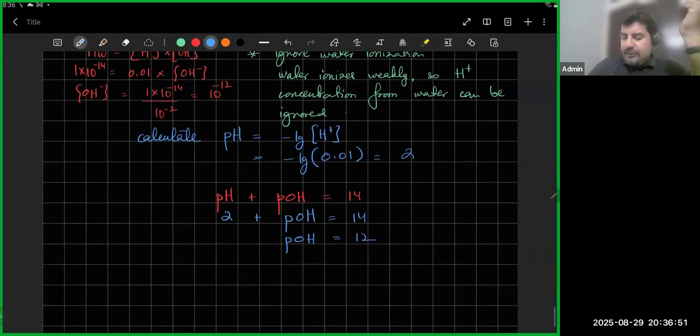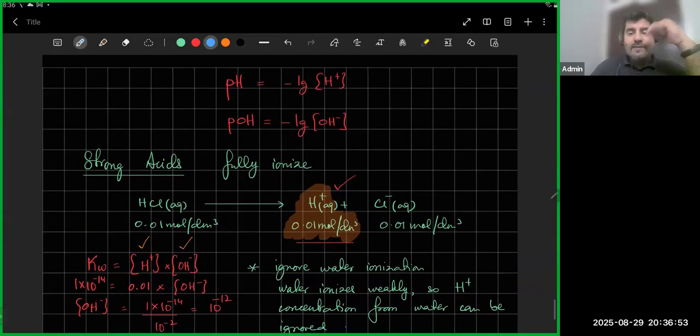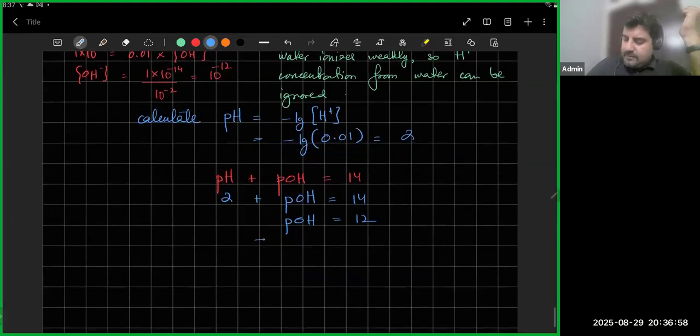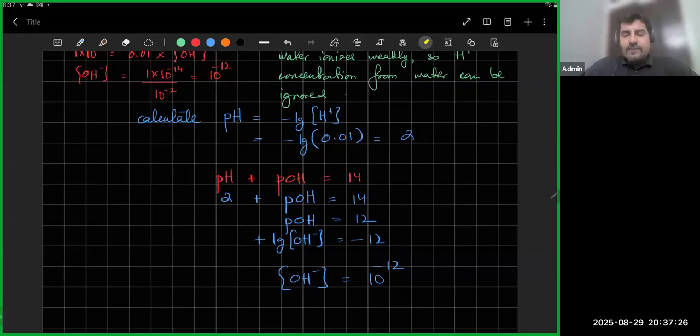Now, what was pOH? pOH, as written above, was the negative log of the concentration of OH ions. So pOH is minus log of the concentration of OH ions, which is equal to 12. Take the minus to the other side, so that's log of OH equal to minus 12. How do you get rid of the log? Turn it back into a power, by taking the inverse log. So the OH ion concentration would be 10 to the power minus 12. This is the same as what we got above.